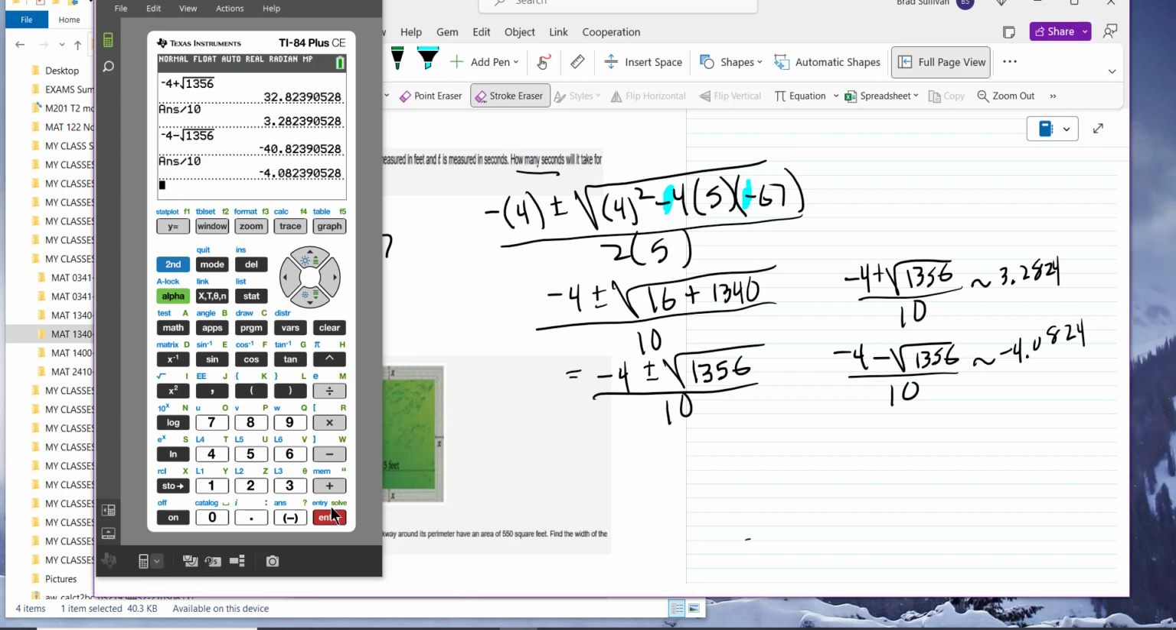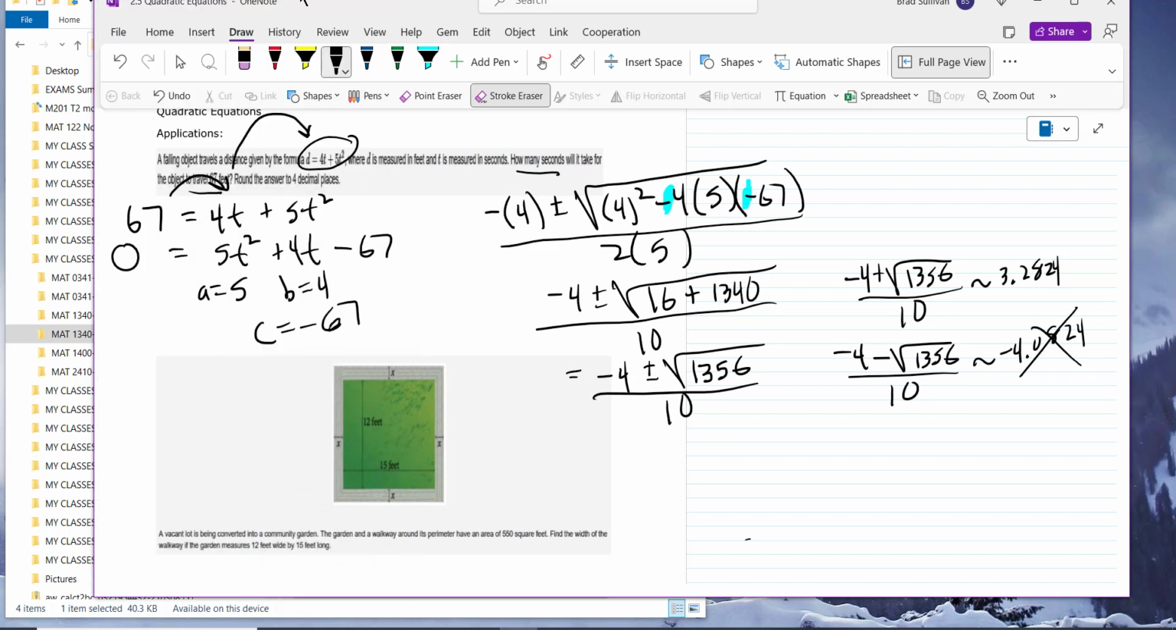But what is t in this problem? T is time, right? Is there such a thing as negative time? Not for us, not for college algebra. So in this particular case, there's only one answer to this problem. The answer is 3.2824 seconds.